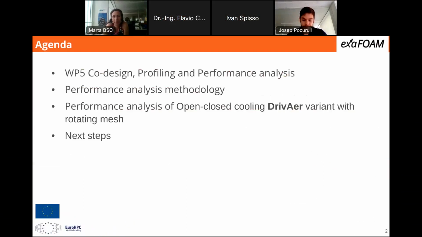So in this presentation, I will start talking a bit about what we do in the work package of co-design, profiling, and performance analysis inside the exaFOAM project, just to put you in context about what we are presenting. And then I'll explain the performance analysis methodology and tools that we use in this project, so that you will be able to understand better everything that Josep will explain later, because he's going to present a performance analysis of an OpenFOAM use case. And we will end by explaining a bit the next steps that we will be doing in this work package, in this project.